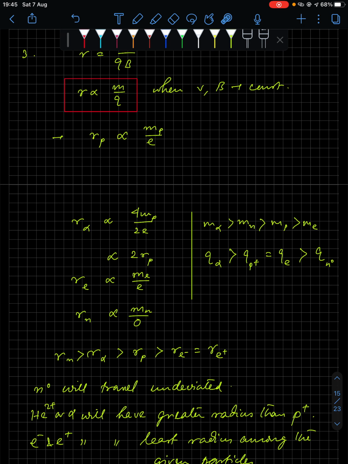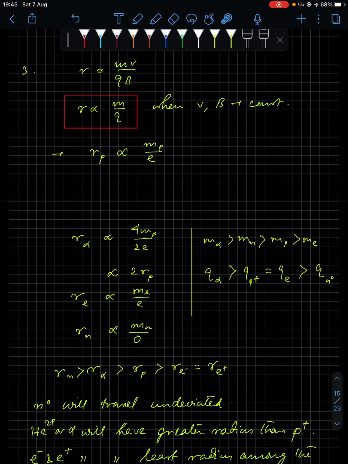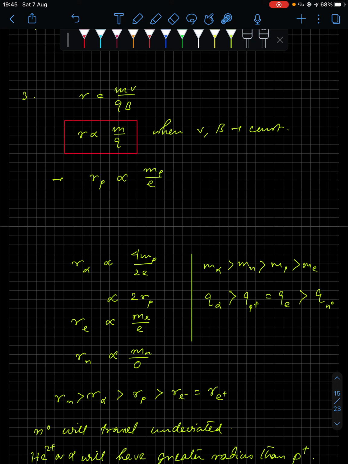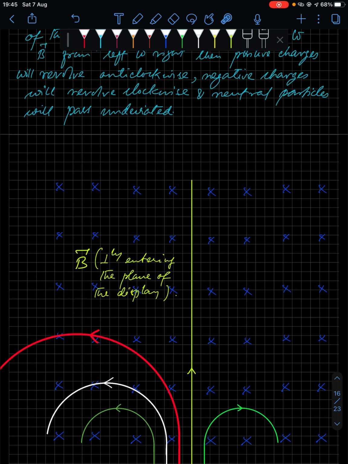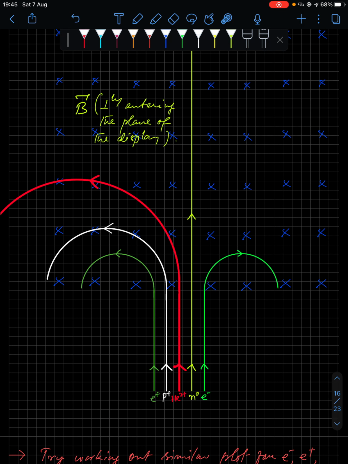Now we have a situation here. The calculation I'm not going through, I'm leaving it for you, it is just shown over here. Look, if momentum and field are constant, or let's consider if speed and field are constant, then radius will depend directly on mass and inversely on charge, right? So you are given a situation where you have an alpha particle, neutron, proton and electron. This is the diagram actually. This is electron, neutron, alpha particle and proton.